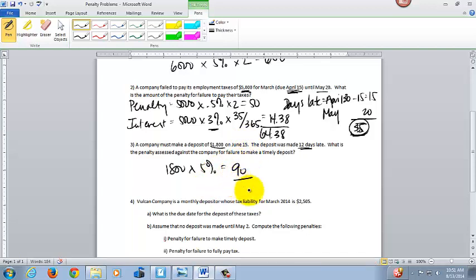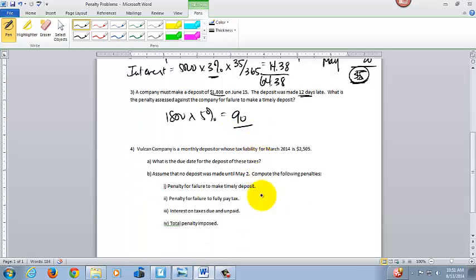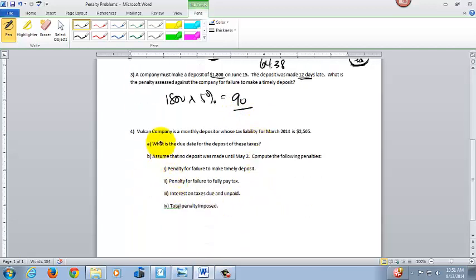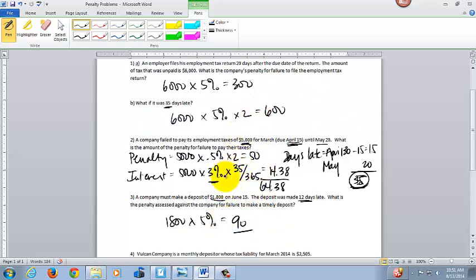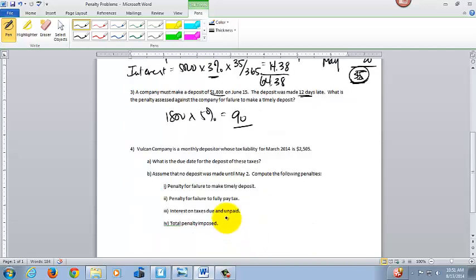Okay. So then I'm going to do a problem for you where we do a bunch of them together, because this is more real life. A lot of times, if you haven't fully paid your taxes, guess what? You also didn't make it timely. So a lot of times you're going to have both this penalty plus this penalty to pay. So that's what I'm going to do an example of now in number 4.